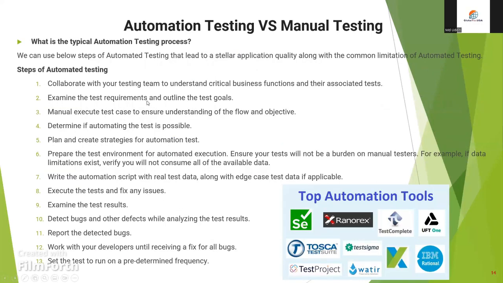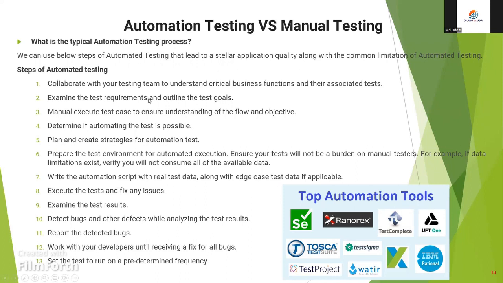And also the automation testing process, there are also some steps you can follow. What are the steps? You collaborate with your testing team to understand critical business functions and the scope of the test, right? So that means you're trying to define the scope of the automation, right? What test scenarios and test cases can be automated or not, which should be a good candidate for automation. You need to pick up those test cases from your test bed.